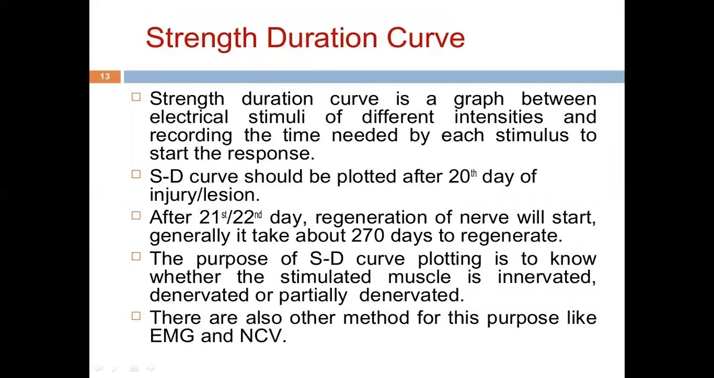Moving on to the strength duration curve, which is also known as the SD curve. The SD curve is a graph of electrical stimuli of different intensities, recording the time needed by each stimulus to start the response. The SD curve should be plotted after the 20th day of the injury or the lesion. After the 21st day, regeneration of the nerve will start. Generally, it takes about 270 days to regenerate.